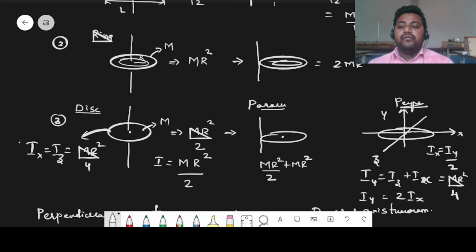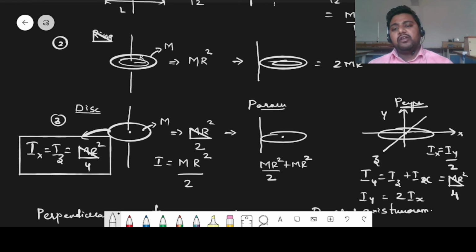In this way, if you know the moment of inertia of the object, you can find the moment of inertia of the object along any other axis, whether it is perpendicular or parallel. I hope you understood this.